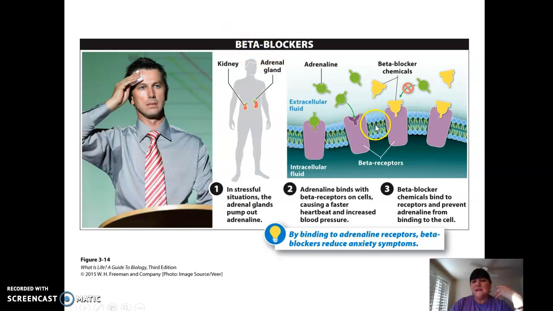Here's the phospholipid bilayer. Here are those receptor proteins. What the beta blockers do is they bind with the receptor protein, blocking the adrenaline from affecting the cell. And adrenaline is what gives us that nervous feeling, or you hear about people being adrenaline junkies. They love that.